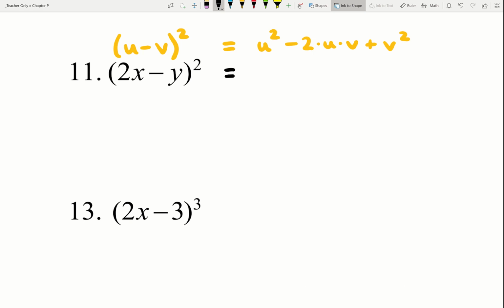and then you also need to be able to pick out what's playing the role of u and what's playing the role of v in these expressions, okay? So I want you to notice the form that we have matching up here. Both of these have the minus sign in between, and they both have that exponent of 2.